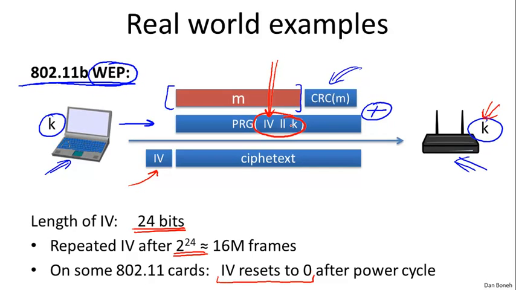So you see how in WEP, the same pad could be used to encrypt many different messages as soon as the IV is repeated. There's nothing to prevent the IV from repeating after a power cycle or from repeating after every 16 million frames, which isn't that many frames in a busy network.